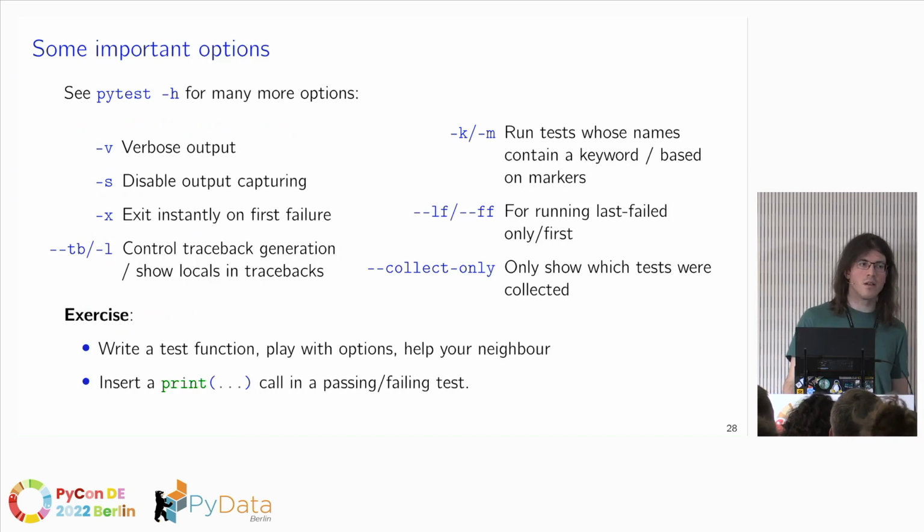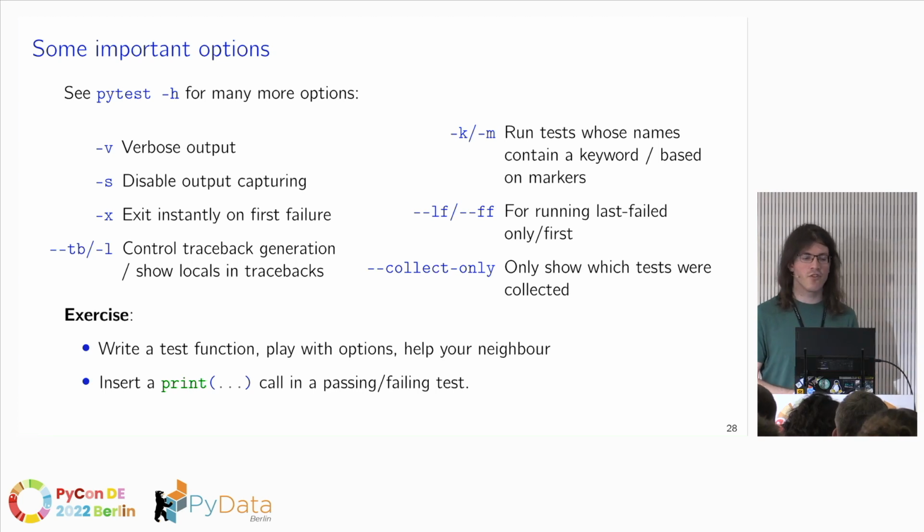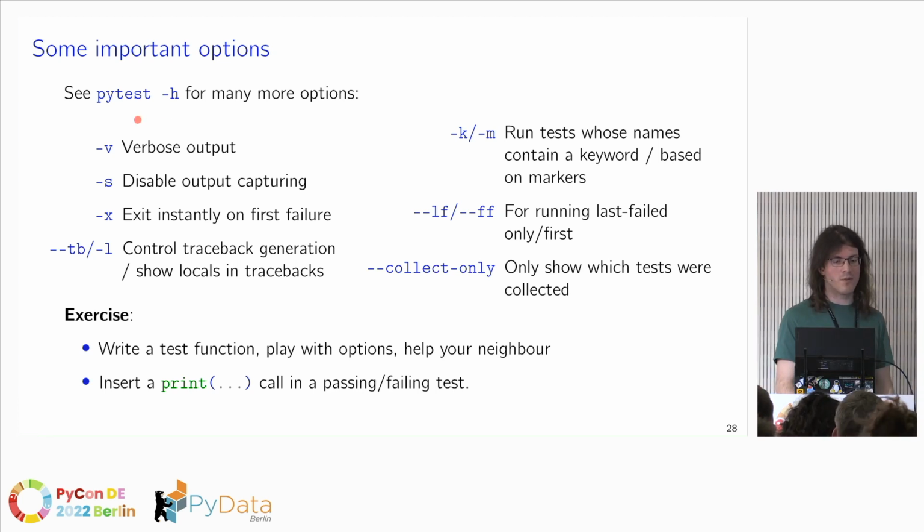There are a lot of command line options for PyTest. I'm just showing a couple here. If you run pytest -h, then it will print you a full list. Many options are around changing its output. So for example, we could use -v to get more verbose output, where it prints the test names. -s to disable output capturing. You will learn about what that is in this exercise, just in a second.